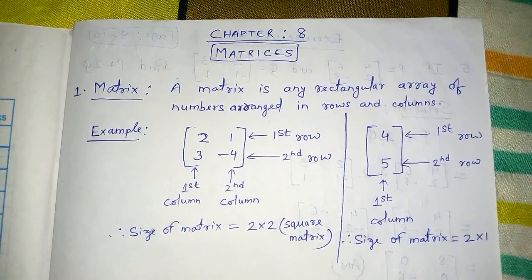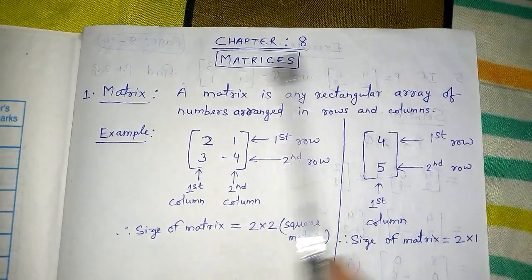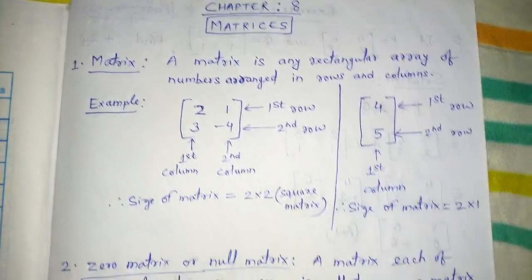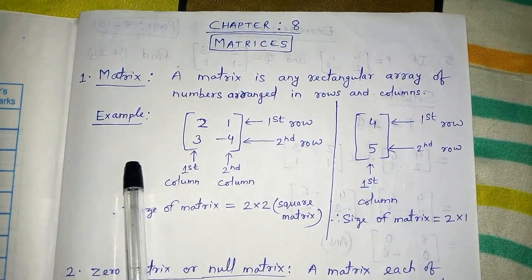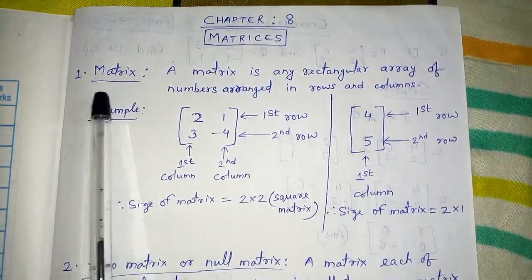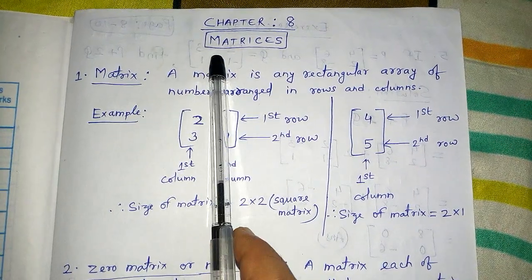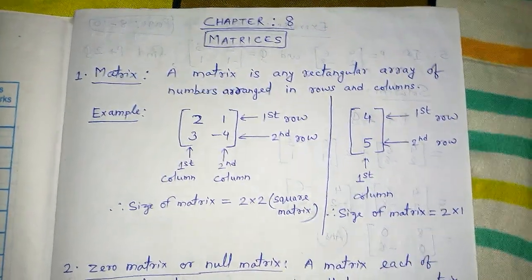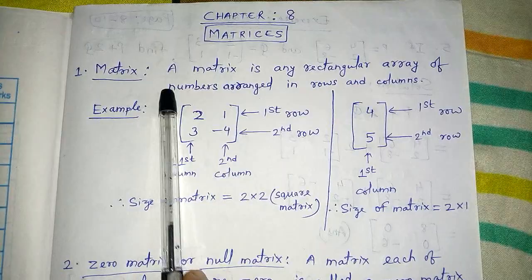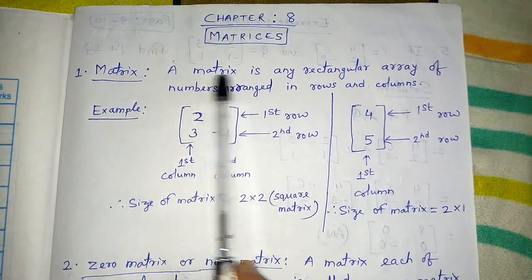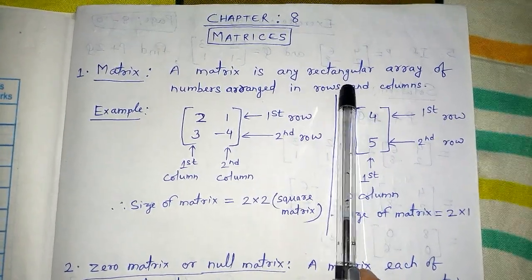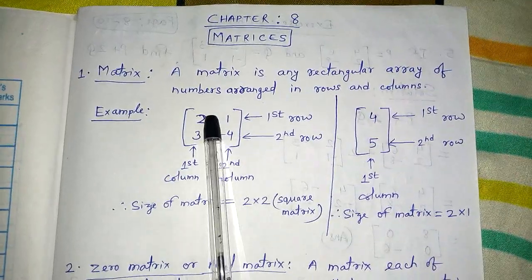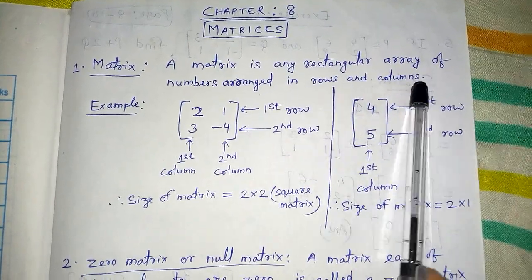So today we will begin a new chapter, chapter 8, matrices. This is the new chapter for you. Let me first define what a matrix is. Matrices is the plural form and matrix is the singular form. The definition: a matrix is any rectangular array of numbers arranged in rows and columns.